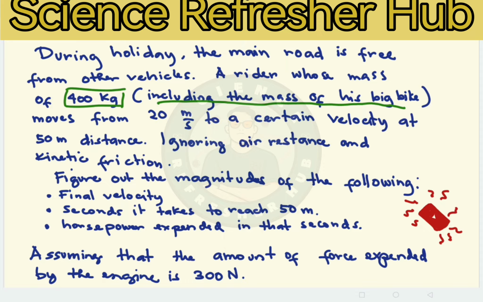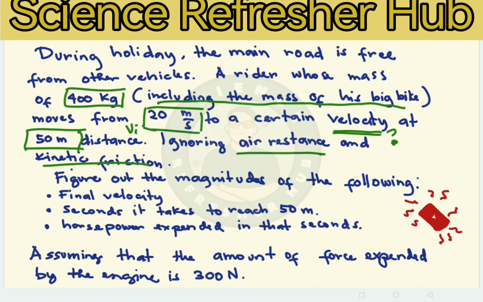And this time the vehicle moves from 20 meters per second, so therefore this is going to be our initial velocity, our vi, to a certain velocity, which is the unknown. We don't know it yet, we need to calculate it at a 50-meter distance. So the displacement is provided, and of course we have to neglect air resistance and the kinetic friction of this particular system. And these are our tasks for this video.